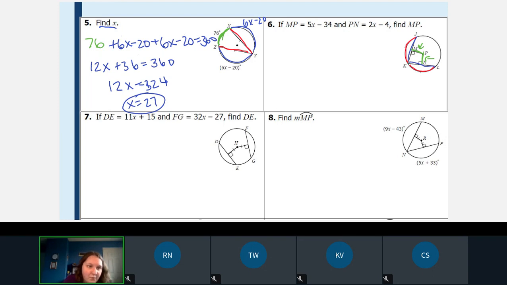So my red line kind of hid that, but where's my eraser? So you see the little tick mark right there on the arcs? That tick mark means congruent. And so since the arcs are congruent, that's proving that the chords are congruent. Nice. That was a really good question. Thank you for asking.